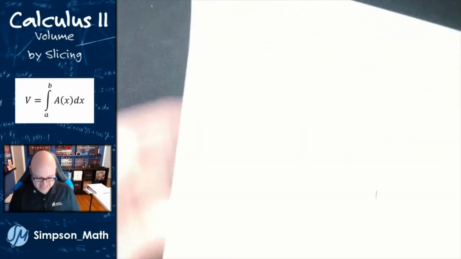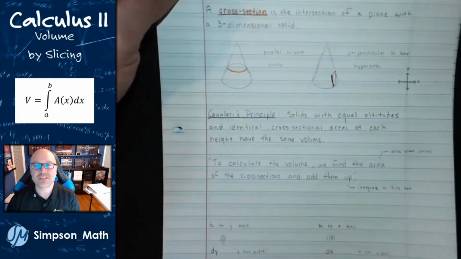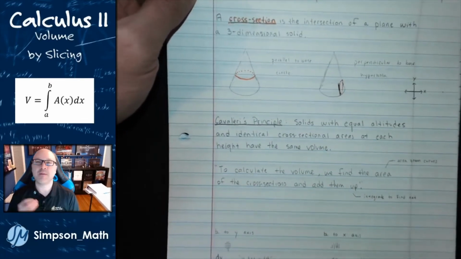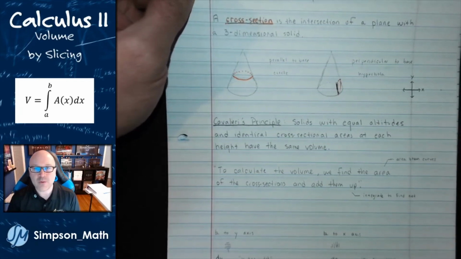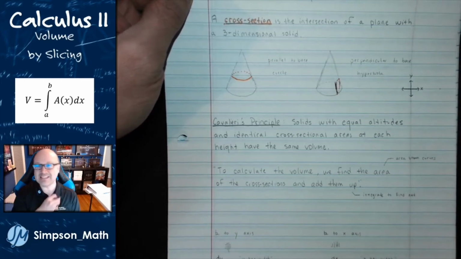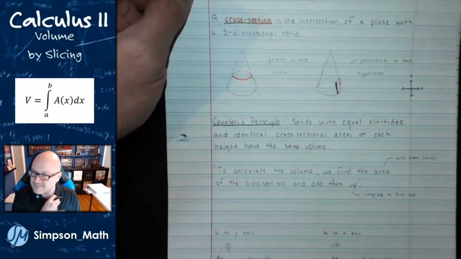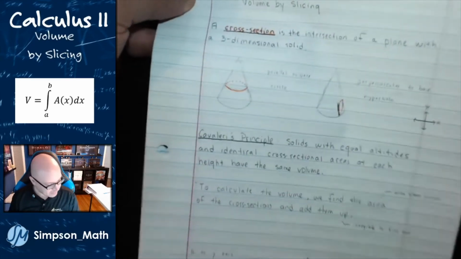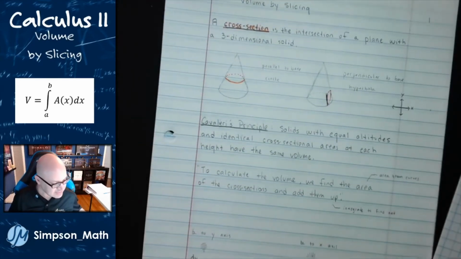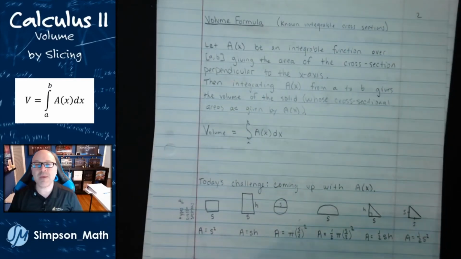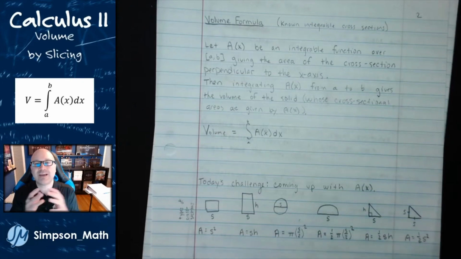That's all we're doing today: we're going to be given some solid, and we're going to need to calculate the volume. And the way we're going to do it is we're going to come up with some area formula for the particular problem we're interested in, and then we're going to slice it up, and we're going to figure that area out, and then we're going to integrate this thing.